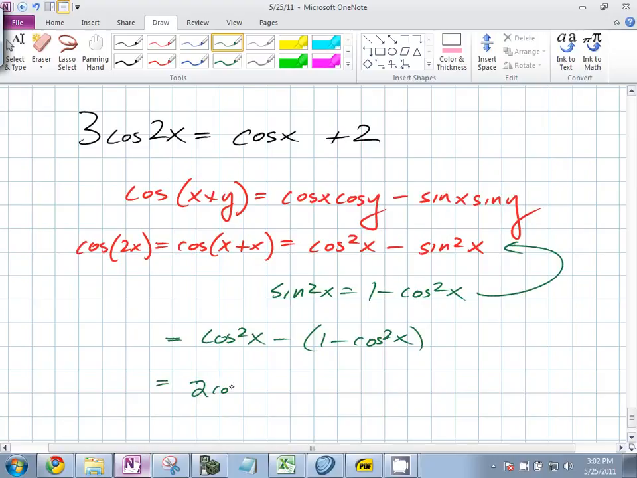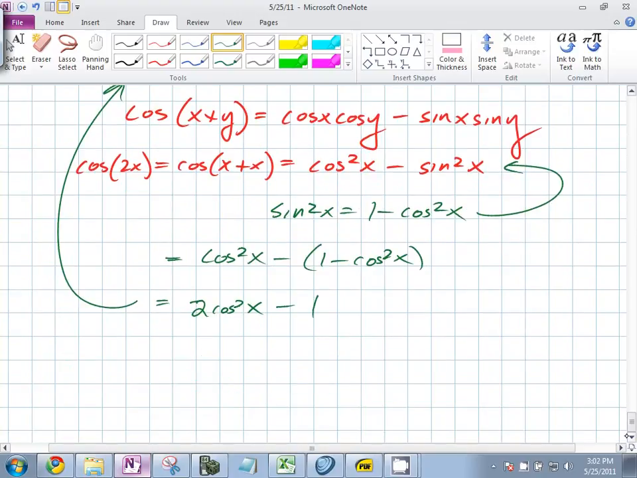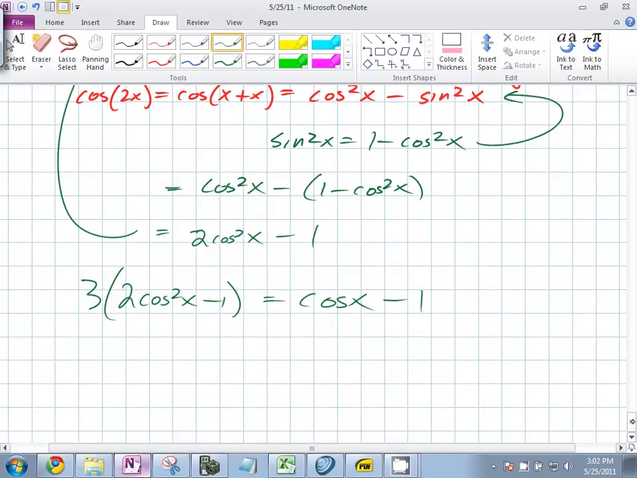So now when you plug this in right here, you get 3 times 2 cosine squared x minus 1 equals cosine x, is it minus 1? Plus 2, thank you. Now it's just algebra. It looks like it's super hard, but it actually falls out really nicely. Just watch. We don't have much time, so I want to finish this while you're here.